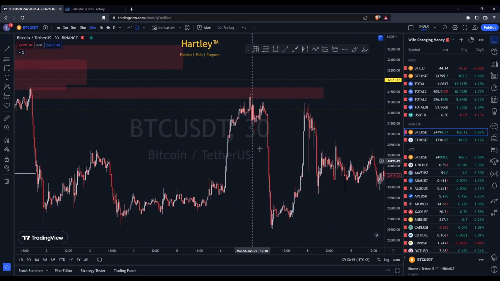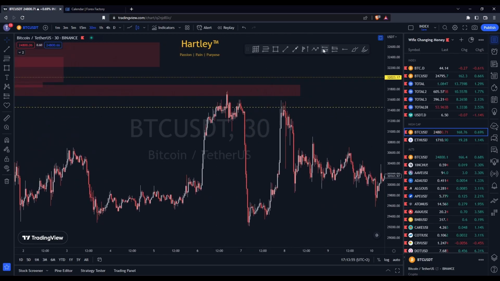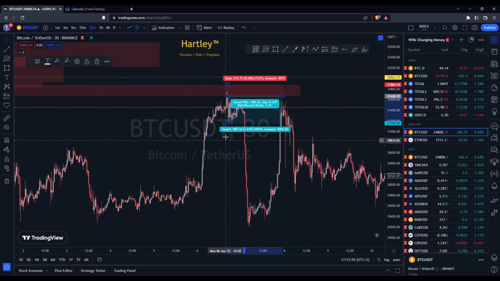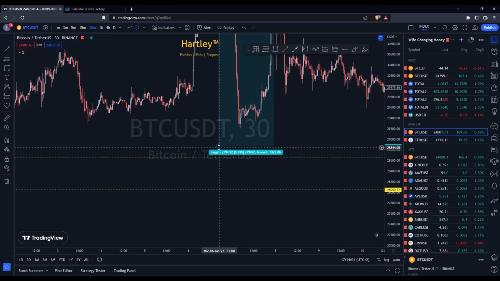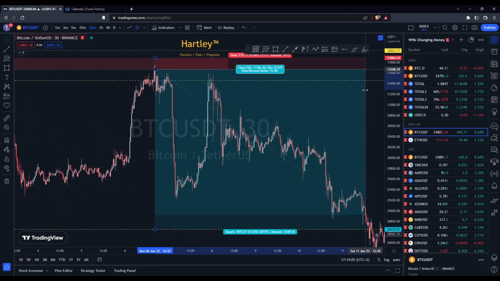And then we came all the way back up to that supply zone over there, the last bullish candle before the bearish expansion. And then boom, you could have gotten a second entry there if you really wanted to, targeting the same zone down there, which would have cleared the same time.